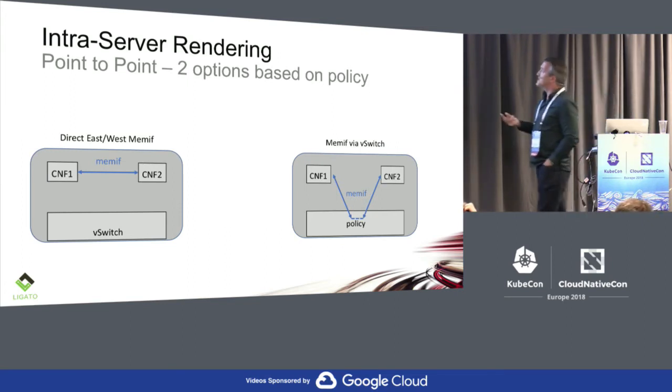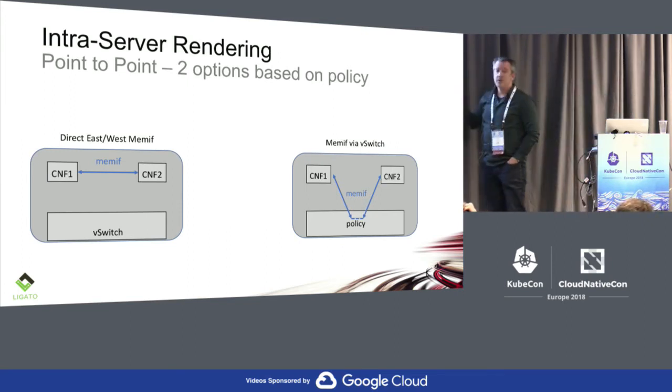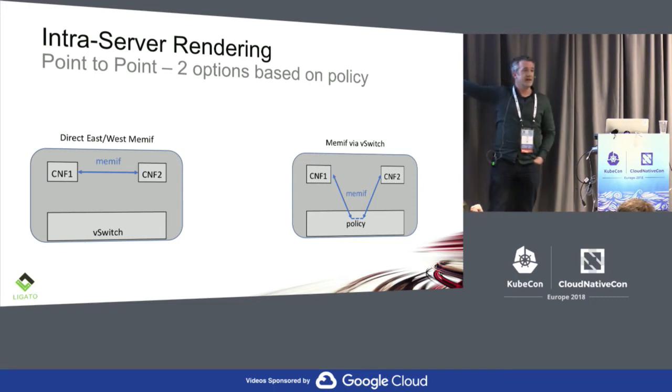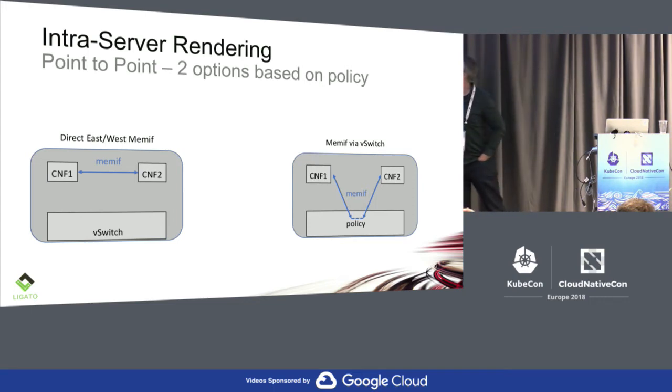But it might be you decide to go via the vSwitch, either because you want them to be able to move onto different nodes if required, or because there might be some sort of policy that you want to infer between the 2 network functions, and you want to do that in the vSwitch.